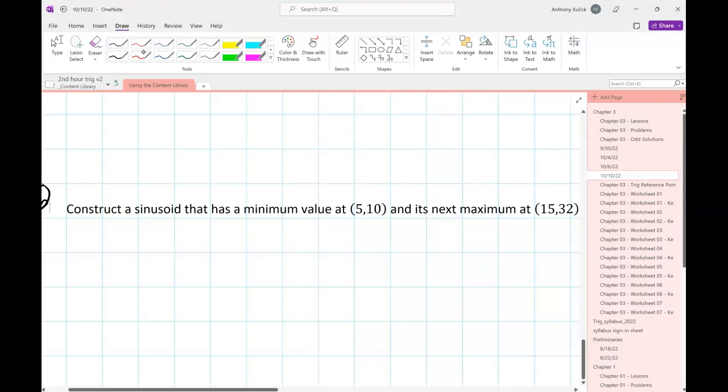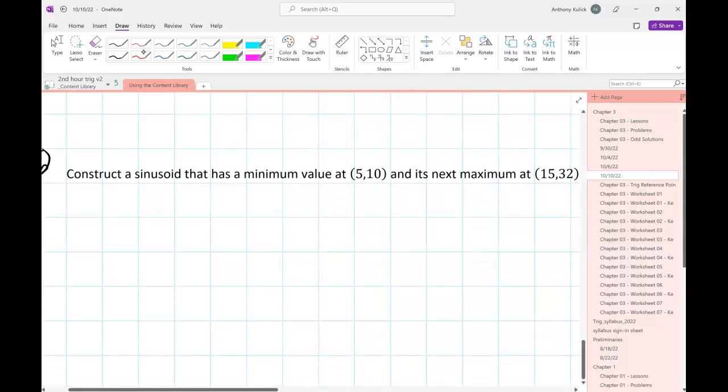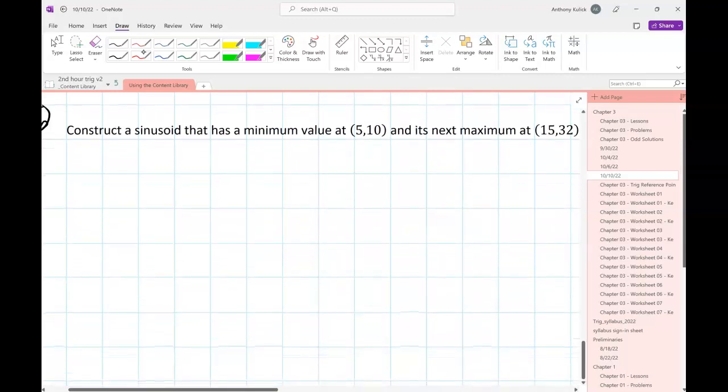So here it says construct a sinusoid that has a minimum value at 5, 10 and its next maximum at 15, 32. What do I do here? Somehow I have to get my A, C, H, and K all from just these 2 points.